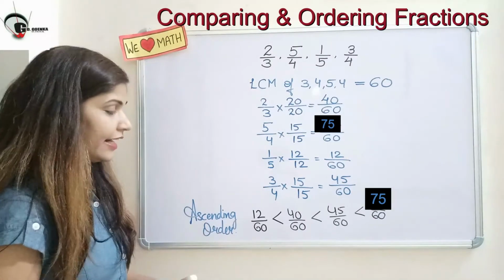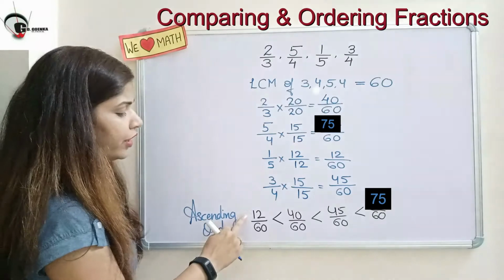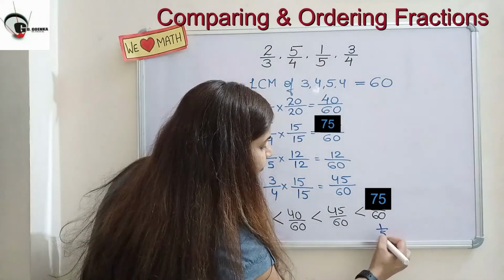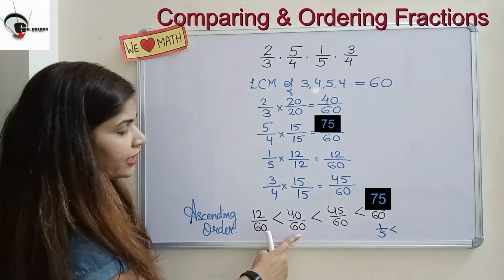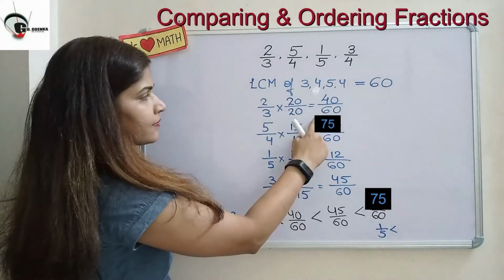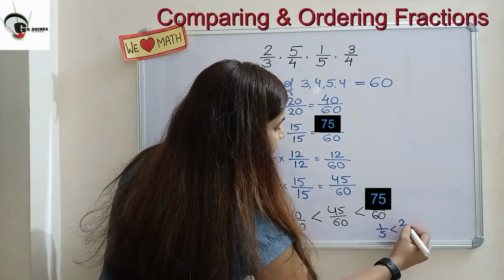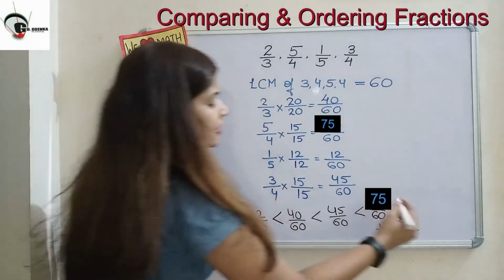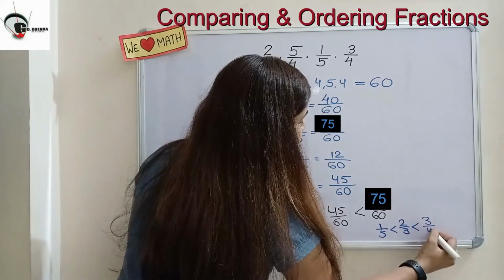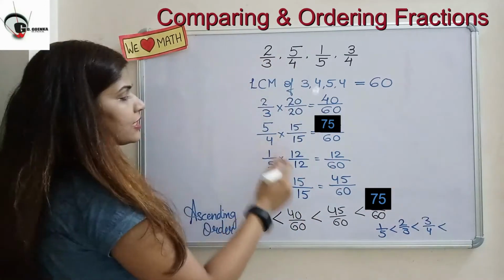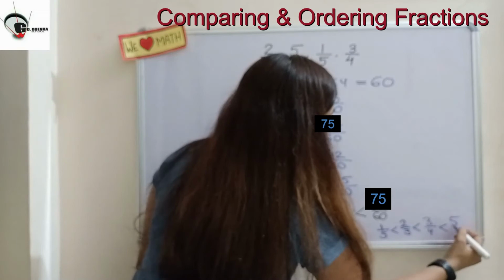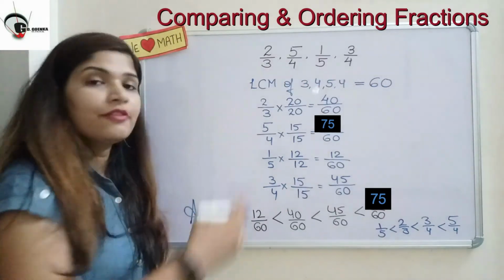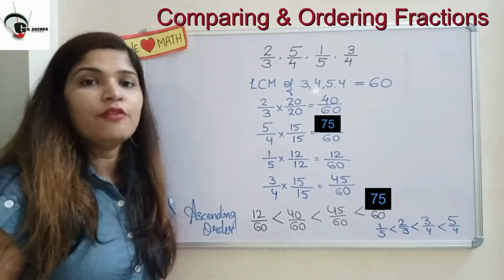Now we can easily write down the real values. What is 12 upon 60? It is 1 upon 5. What is 40 upon 60? That is 2 upon 3. What was 45 upon 60? That is 3 upon 4. And what was 75 upon 60? That is 5 upon 4. So this is how we have compared these fractions and ordered them in ascending order.